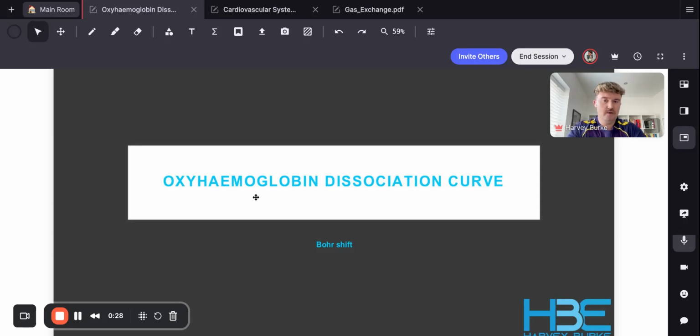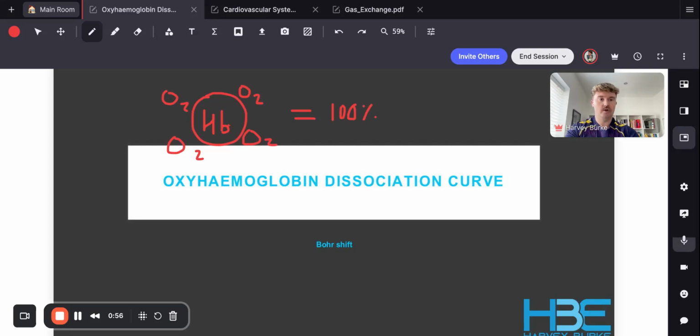So, oxyhemoglobin is just a fancy term for oxygen bound to hemoglobin. And per hemoglobin molecule, each hemoglobin can carry a maximum of 4 oxygen molecules. So, we're going to talk about hemoglobin saturation in a bit, its percentage saturation. And if hemoglobin is 100% saturated with oxygen, each hemoglobin molecule will look like that. It'll have all 4 oxygens bound to it.